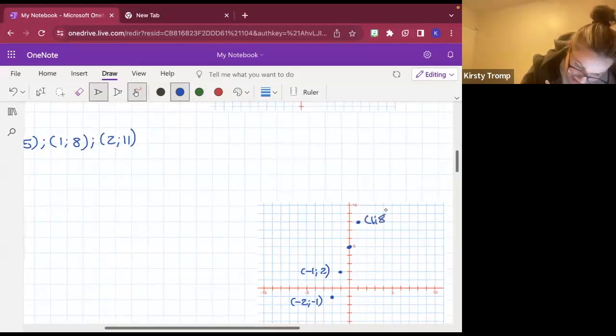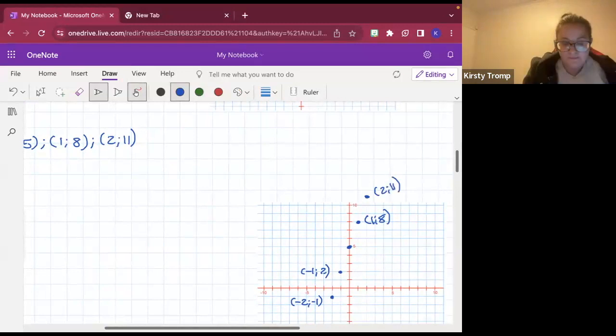1 is to 8. And my final one is 2 is to 11. That one's not going to be too accurate because it falls off of my graph, but I'm going to try anyway. So 2 is to 11 is going to be somewhere about there. 2 is to 11. Okay, what's left for me to do?